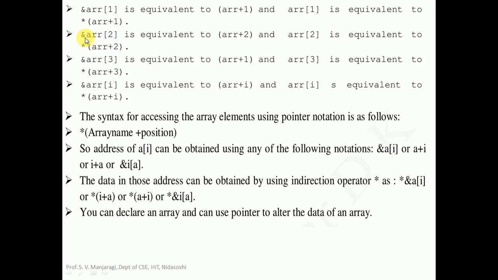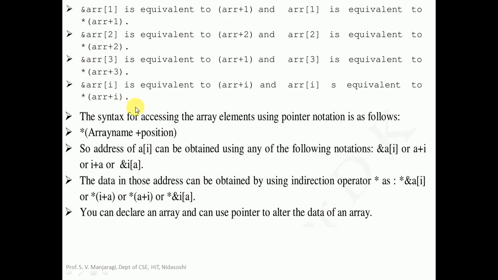Similarly, ampersand array of 2 is the address of the third array element, whose index is 2, and is equivalent to ARR pointing to the base address plus 2, and its value, array of 2, is equivalent to star of ARR plus 2. So in general, the address of the ith array element is equivalent to ARR, that is the array name, plus I, and the value array of I is equivalent to star ARR plus I.